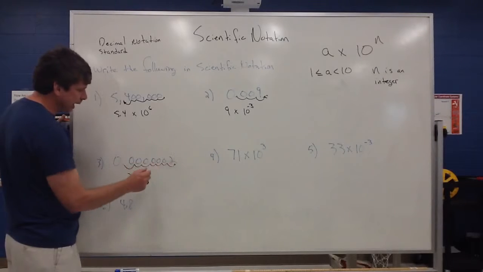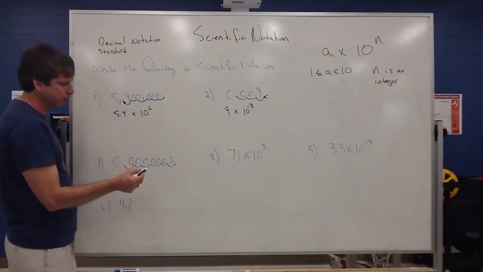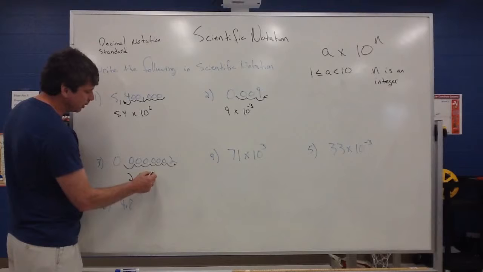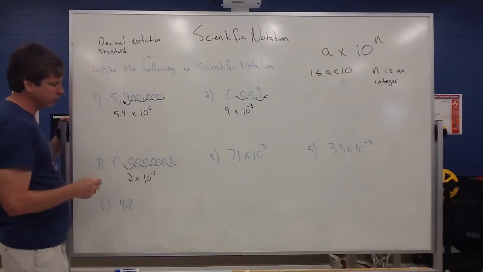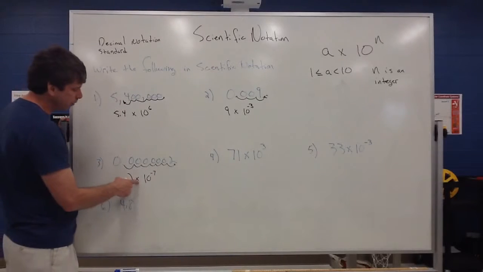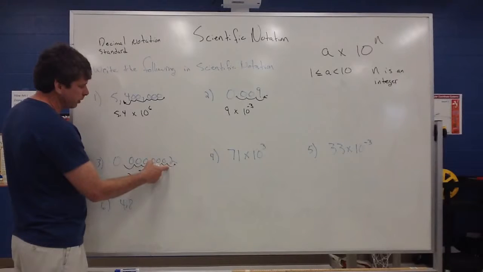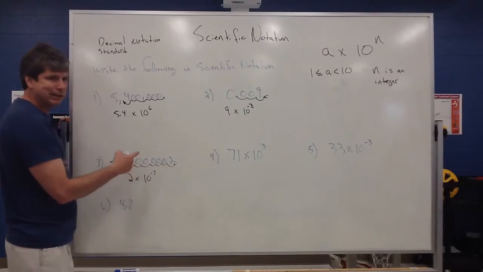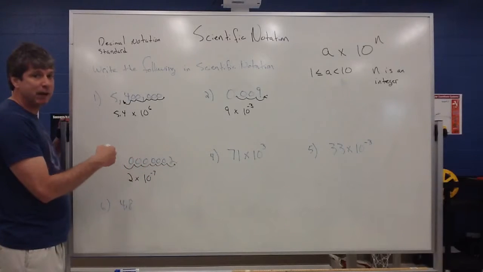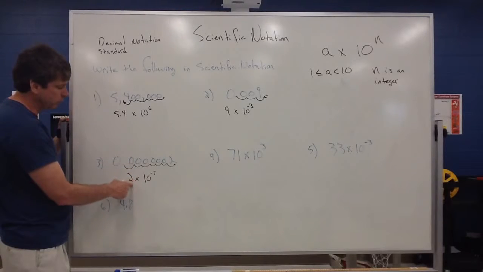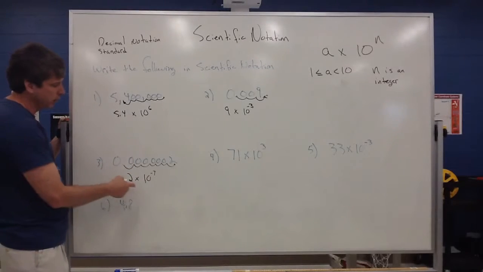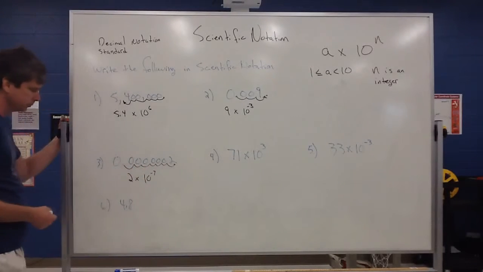By moving it to the right, I gained 7 spots. I got to use a 10 to the negative 7 to offset those 7 spots. So 2 times 10 to the negative 7 should represent that. And remember, 10 to the negative 7 means you're going to divide by 10 7 times. So that decimal is going to be moving 7 places back to the left. And that's going to give me my decimal notation.